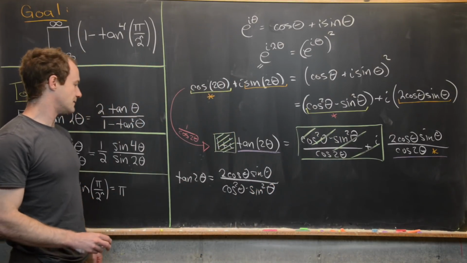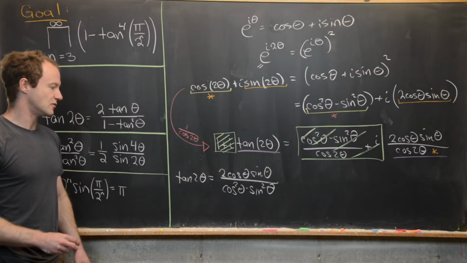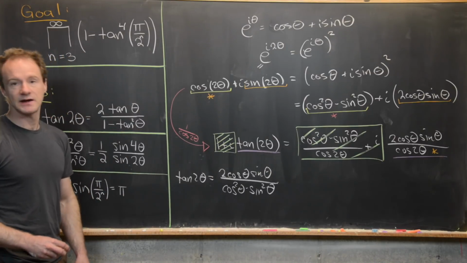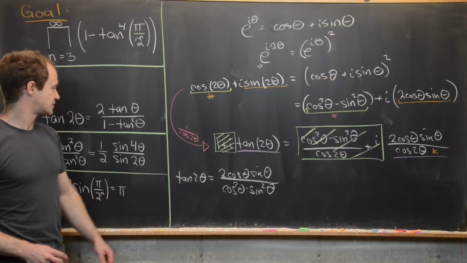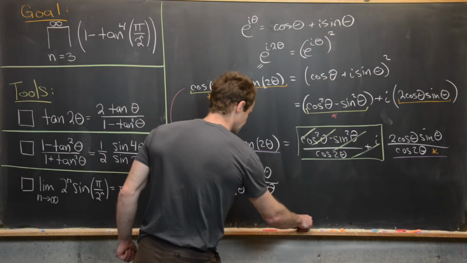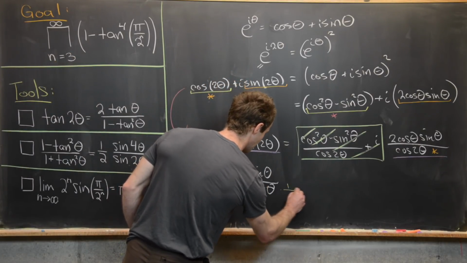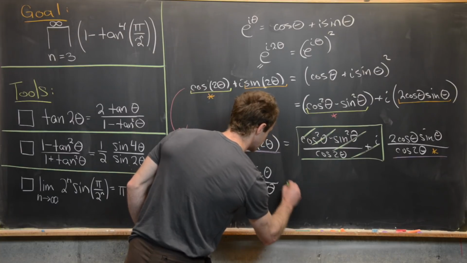But now we might want to divide the numerator and the denominator by cosine squared to put it in terms of tangent. So let's go ahead and do that. So we'll multiply the numerator and the denominator by 1 over cos squared.